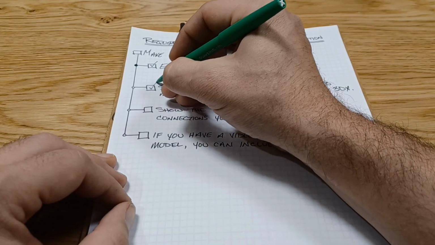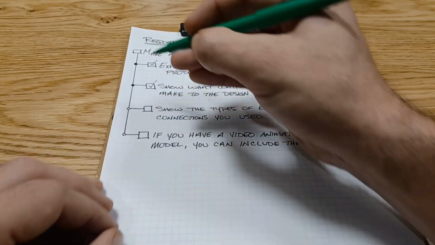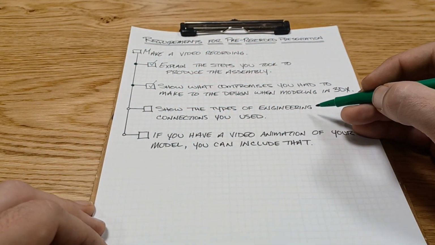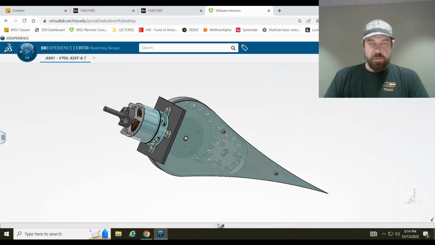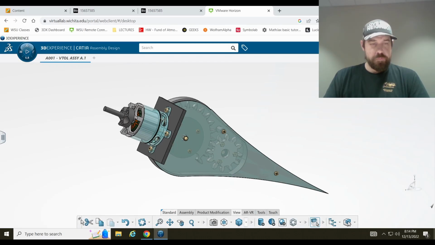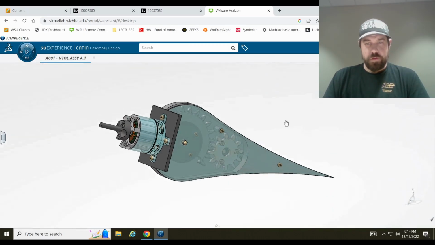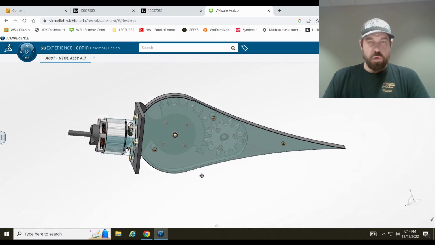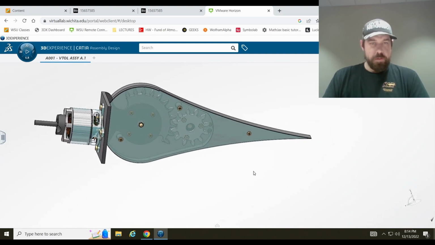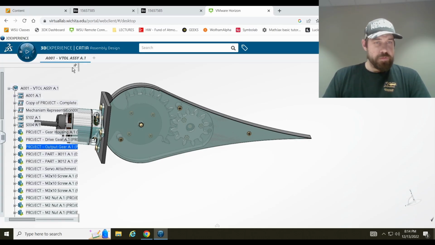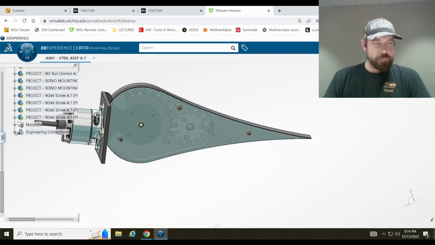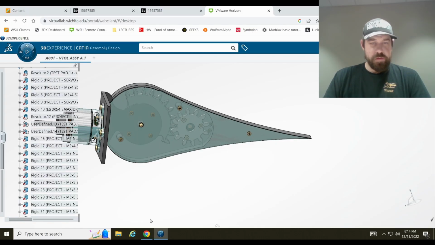All right, that covers the compromises on 3DX. Now for the fun part, the engineering connections that were used in the project. Most of this is rigid connections with a couple of Revolute connections and one gear connection. So if we bring this up and scroll to all the fun stuff at the bottom, most of this is all held together with rigid connections.